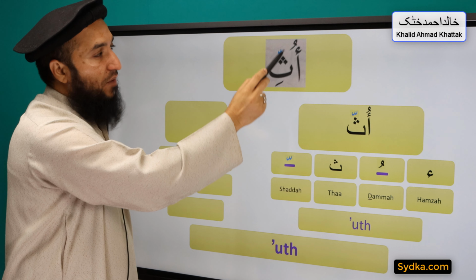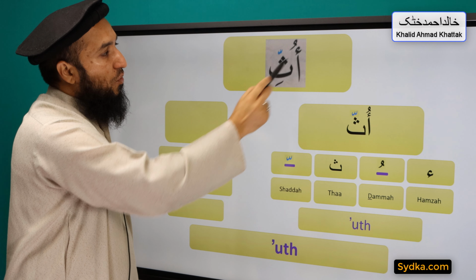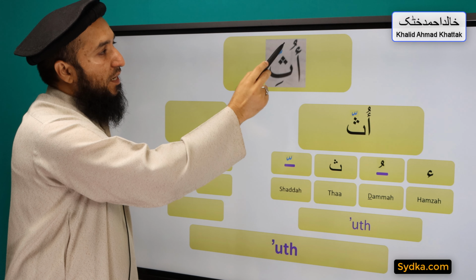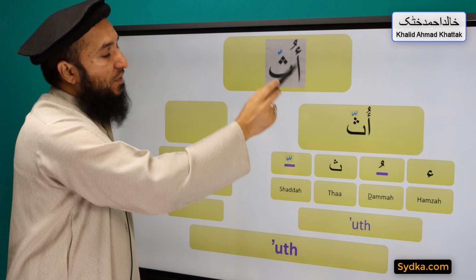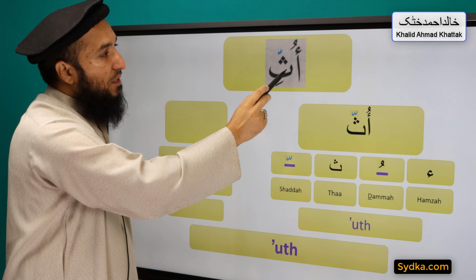The next word we have is uthi, and it can be divided into two syllables. The first syllable we have is hamza, dhamma, tha, shadda, uth. Hamza is a light letter, it has dhamma on top of it, it is followed by tha, tha has a shadda. This alif is silent and it is used as a shape for hamza.